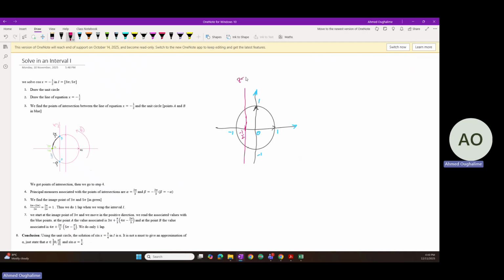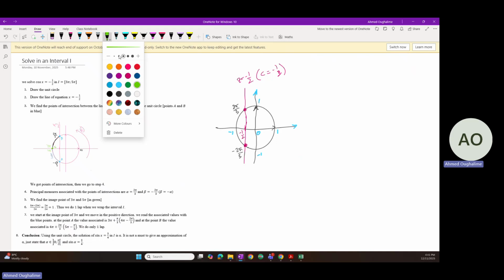So this is the line of equation x equal to negative half, which is c in my case here. I find the points of intersection between this line and my unit circle, and I try to figure out what the values associated with these are. I can use my protractor, or if I have the idea, I would know that the value here should be 2 pi over 3, and by symmetry, the value here is minus 2 pi over 3. So all the possible values are plus 2k pi.